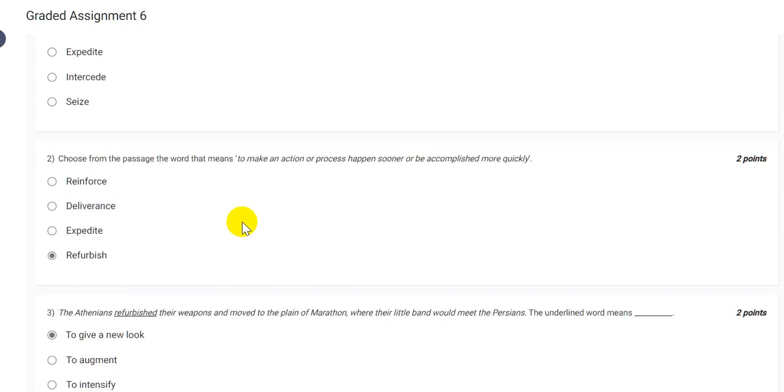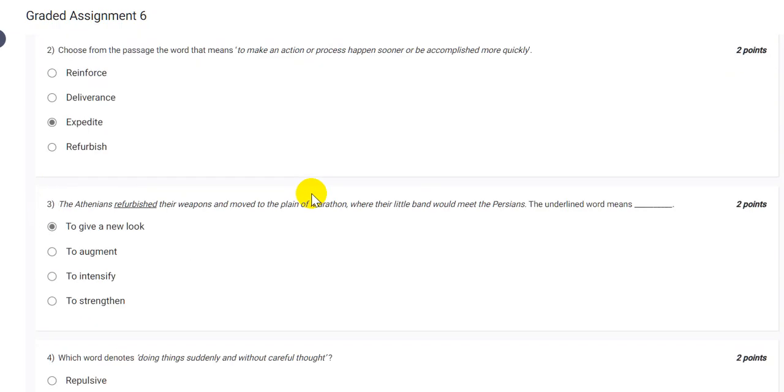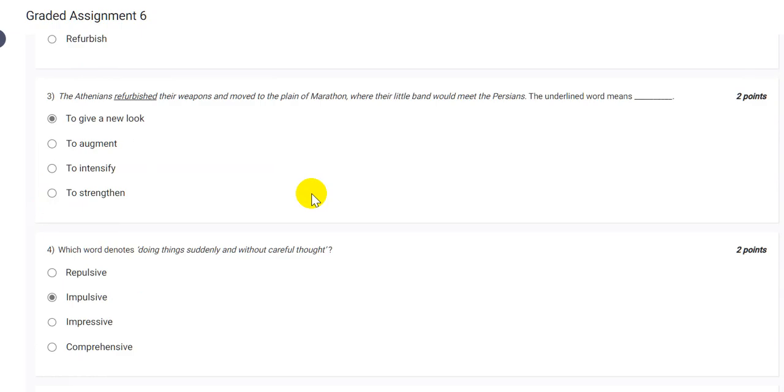Okay, so the right answer for this will be what? Expedite. Okay, the third option. We are not reading the entire question. The underlined word means what, the synonym of refurbished? It is not okay. What does the underlined word mean? Same, refurbished means to give a new look.